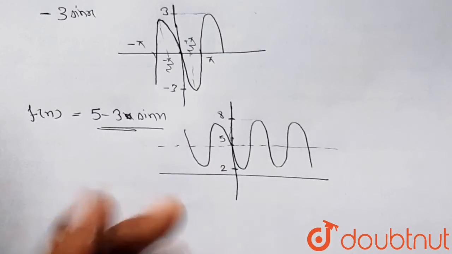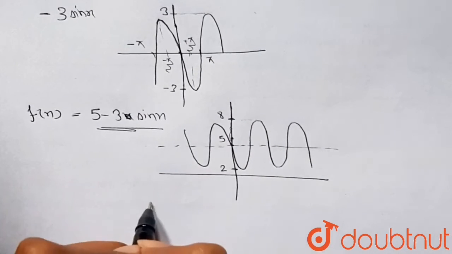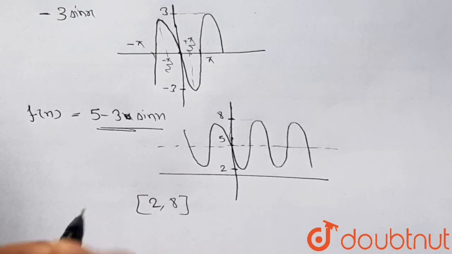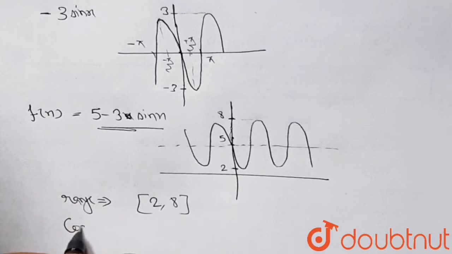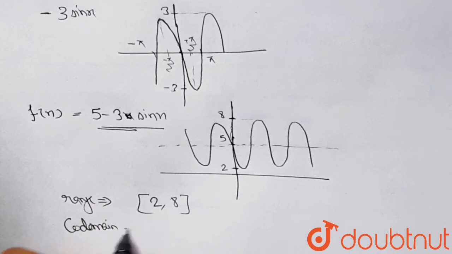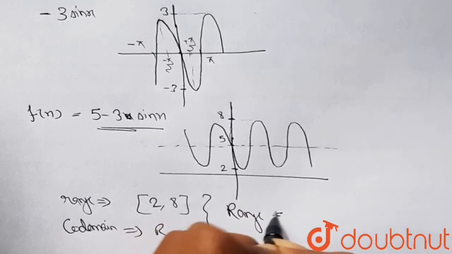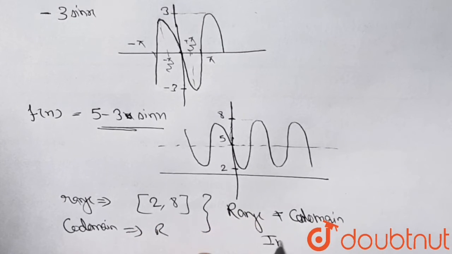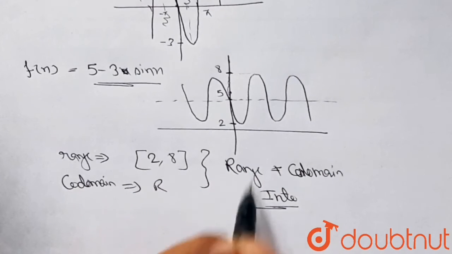So we can see from here that our function is basically fluctuating in between 2 to 8, right? So the range of our function is 2 to 8. This is the range of our function, but in the question the codomain given to us is R, right? So we can see from here that the range is not equal to codomain, and hence our function is an into function. Okay, if the range of a function is not equal to codomain, then that function becomes an into function.